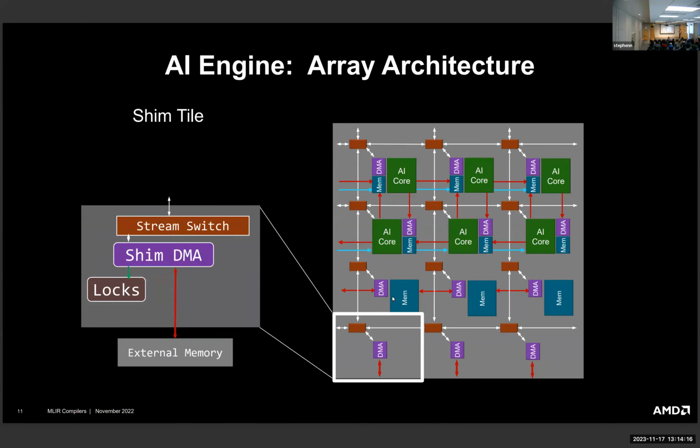And lastly, there's also a DMA at the bottom of the chip. So this is what we call the shim layer. And what this allows you to do is to read data from off chip, so like from an external memory bus, and bring data into the streaming interconnect so that you can process it on the rest of the device.